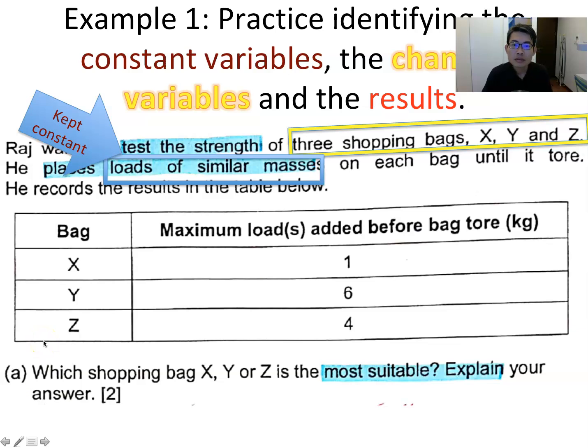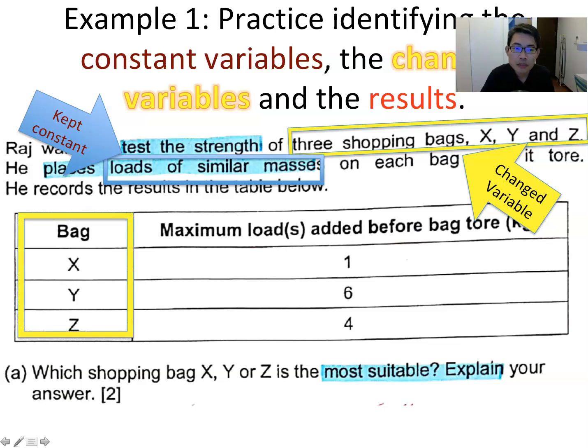Alright, so the 3 shopping bags are different. Therefore, that would be the change variable. There are 3 different shopping bags. So what will be different about these 3 different shopping bags? Of course, they're of different strengths.